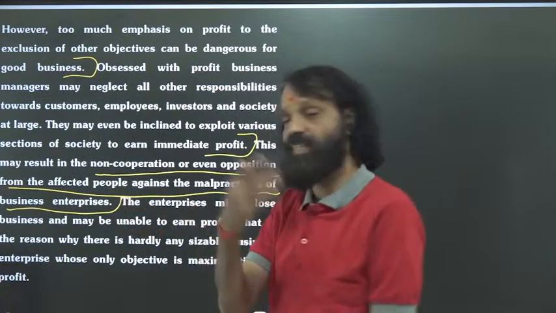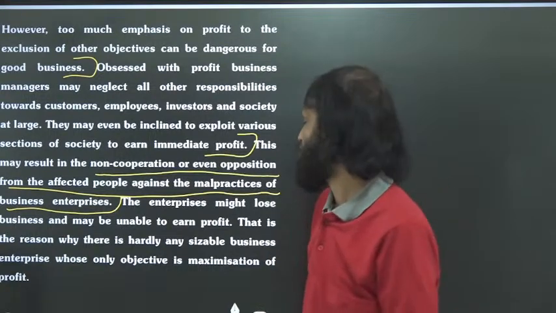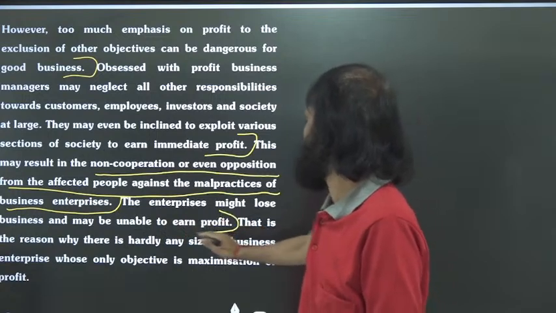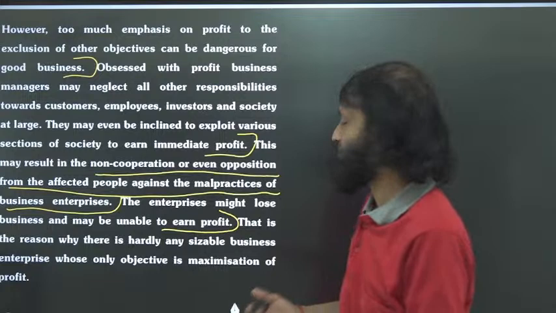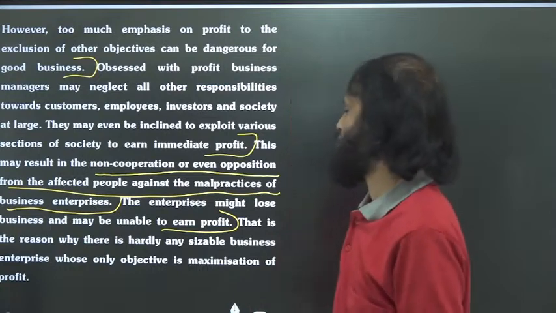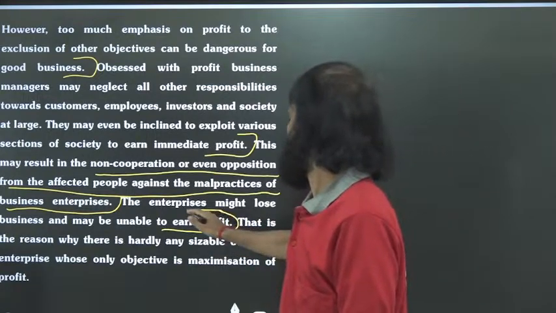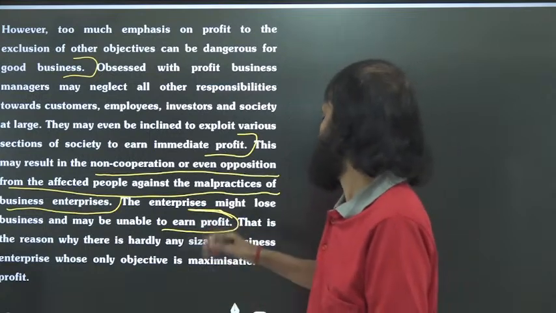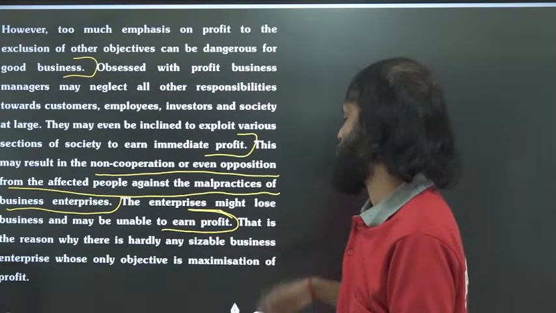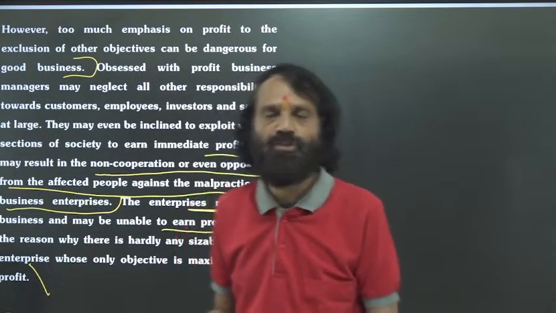The enterprise, as a citizen of India, has to focus much on the development of our country and the welfare of our people. The enterprises might lose business and may be unable to earn profit when people start opposing them. Some business enterprises are exploiting people. In such a situation, what do the people do? They oppose. In such a situation, business houses cannot make a profit. That is the reason why there is hardly any sizable business enterprise whose only objective is maximization of profit. So, only focusing on maximization of profit is not good.